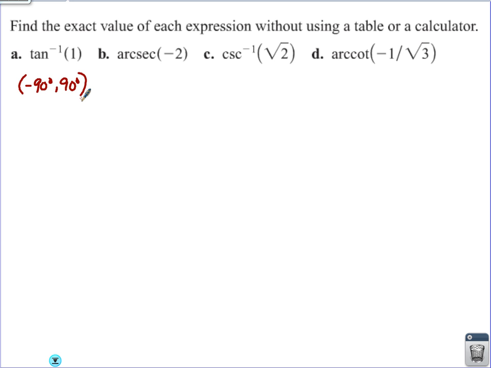So we're asking ourselves the tangent of what is equal to 1. Could I type it into my calculator? Yeah, honestly. What is that answer? 45 degrees. Or pi over 4.